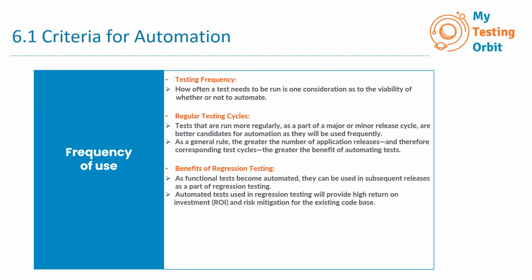The next point is benefits of regression testing. As functional tests become automated, they can be used in subsequent releases as a part of regression testing. Automated tests used in regression testing will provide high return on investment (ROI) and risk mitigation for the existing code base. Okay, so let's consider that you have a monthly updated mobile app.